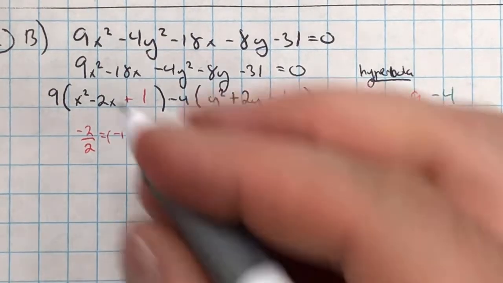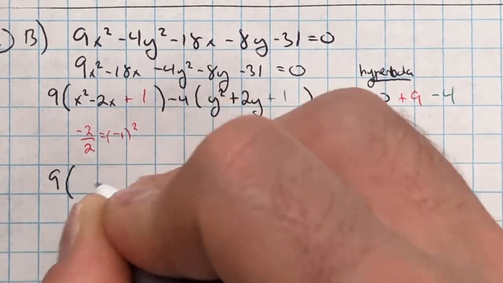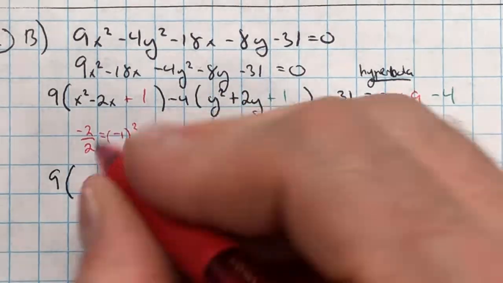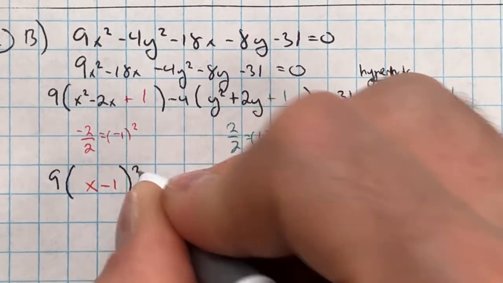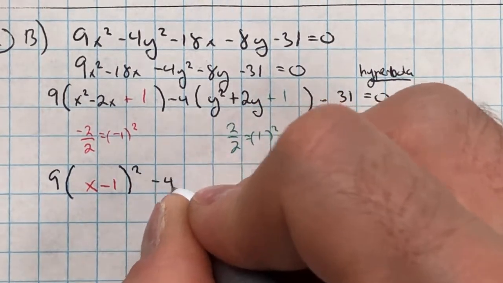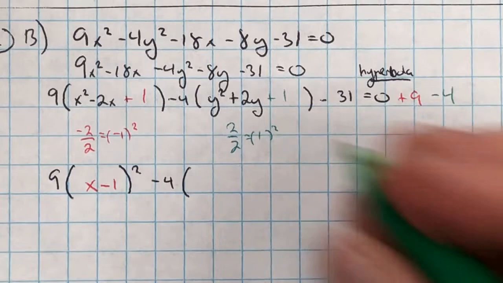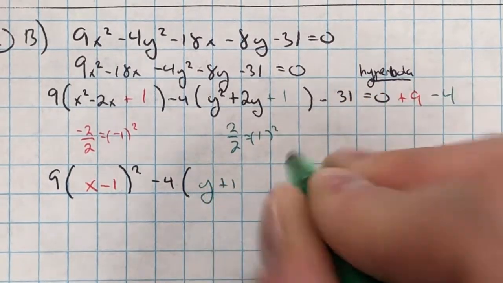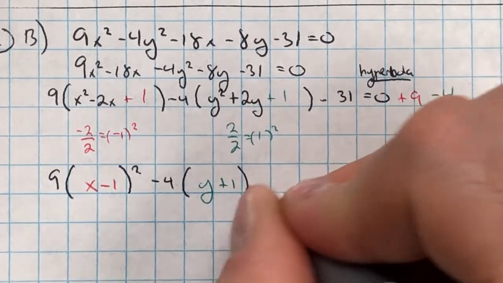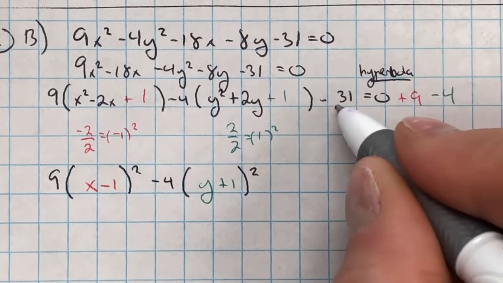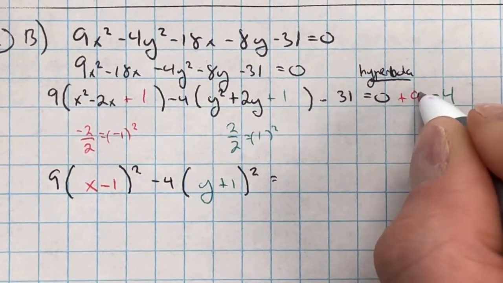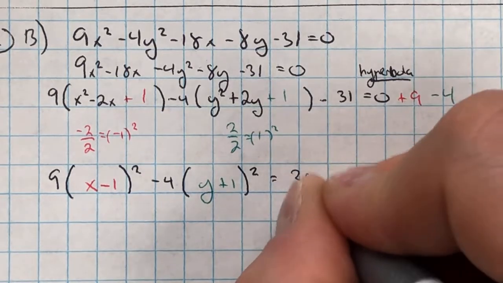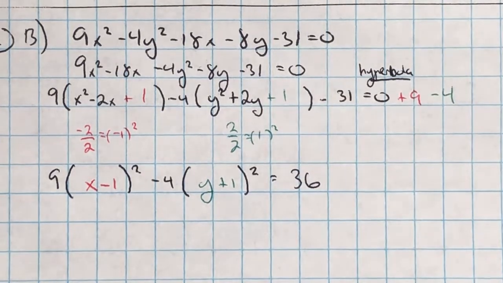What this allows me to do is have a 9 times (x minus 1) squared, minus 4 times (y plus 1) squared. I'm going to go ahead and move that 31 over. So that's actually a positive 31 plus 9, which is 40, minus 4, which is 36.